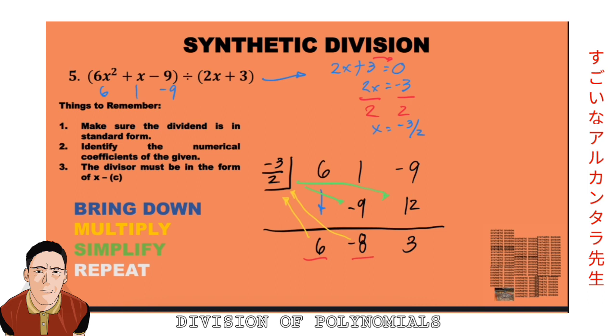We have to divide these two things by 2. You think, sir, why are we dividing the two things by 2, but the last one, no? The last one here is the remainder, so we don't touch it anymore. We leave it as it is. The 3, we leave it as it is. We divide 6 and negative 8 by 2 because of the 2x that we have right here.